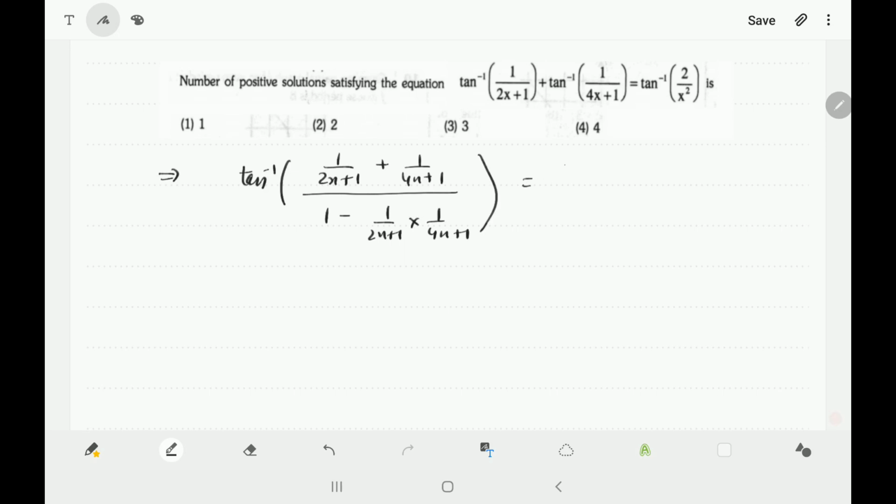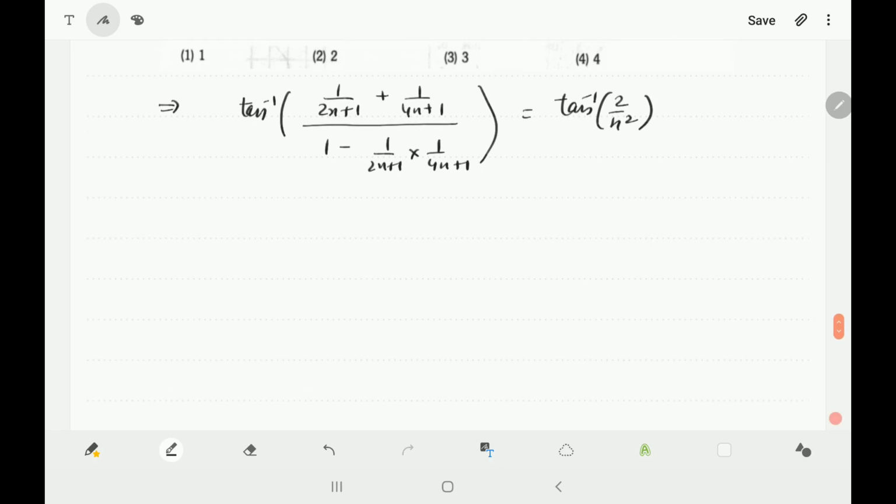Okay, this should be equal to tan inverse of 2 divided by x square. We can cancel tan inverse from both the sides. So we will have 4x plus 1 plus 2x plus 1 after LCM. Here we will be having 4x plus 1 into 2x plus 1 minus 1. So we will be having 2 divided by x square.